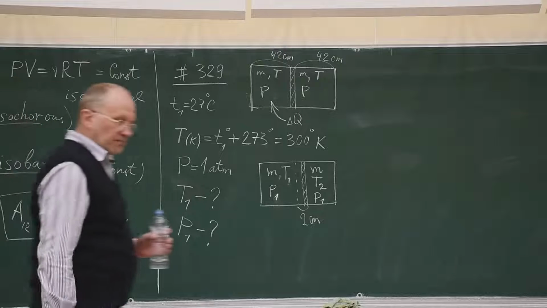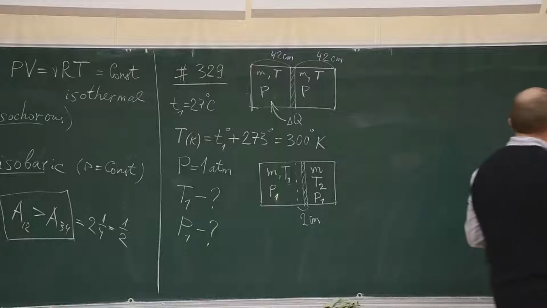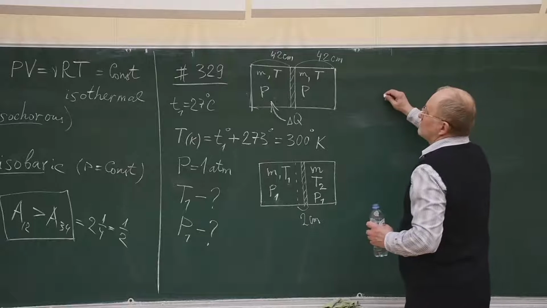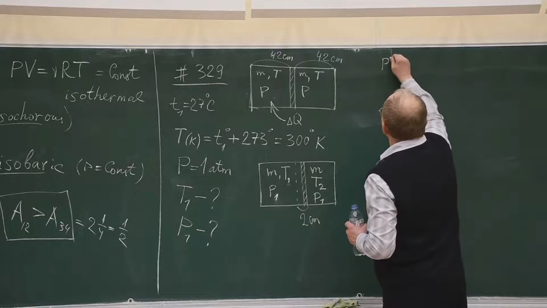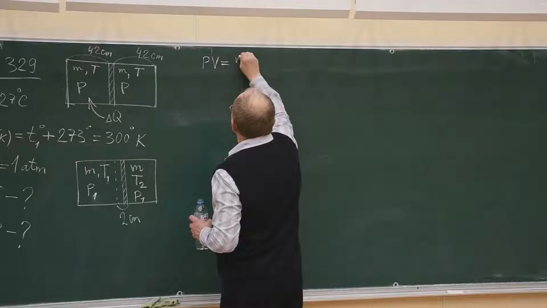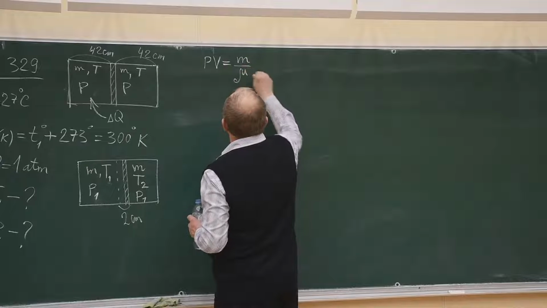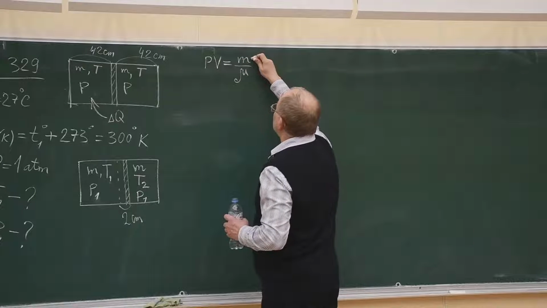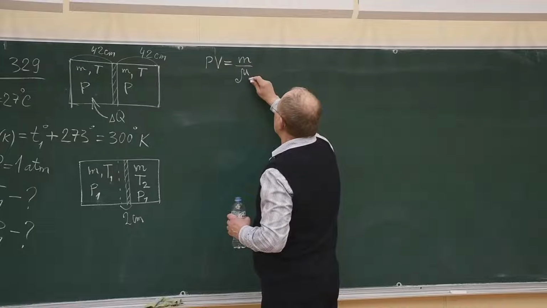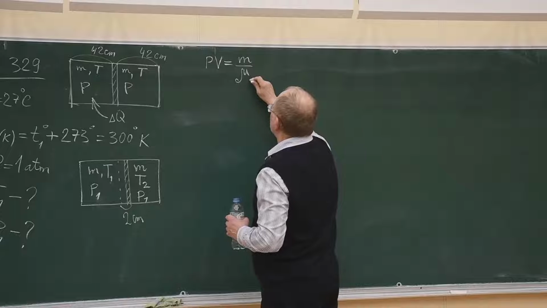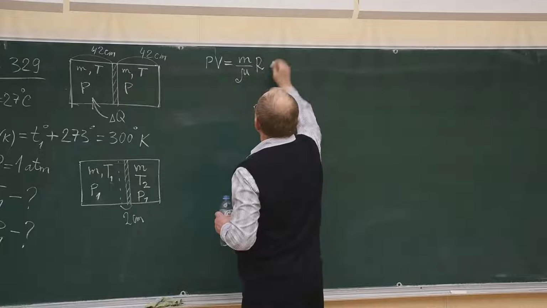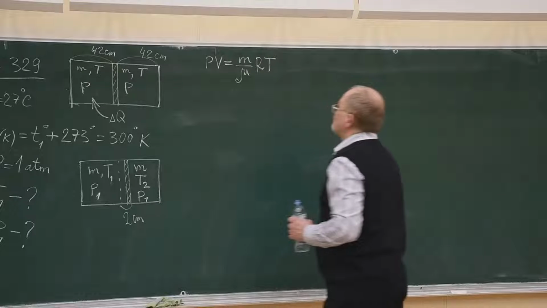So, how can we solve this problem? Surely we must use the equation of an ideal gas, which is PV equal, as we are given mass here, we can use this form of the equation of ideal gas. The mass of the gas divided by the molar mass, how many grams consist in 1 mole of this gas, and then universal gas constant and absolute temperature.